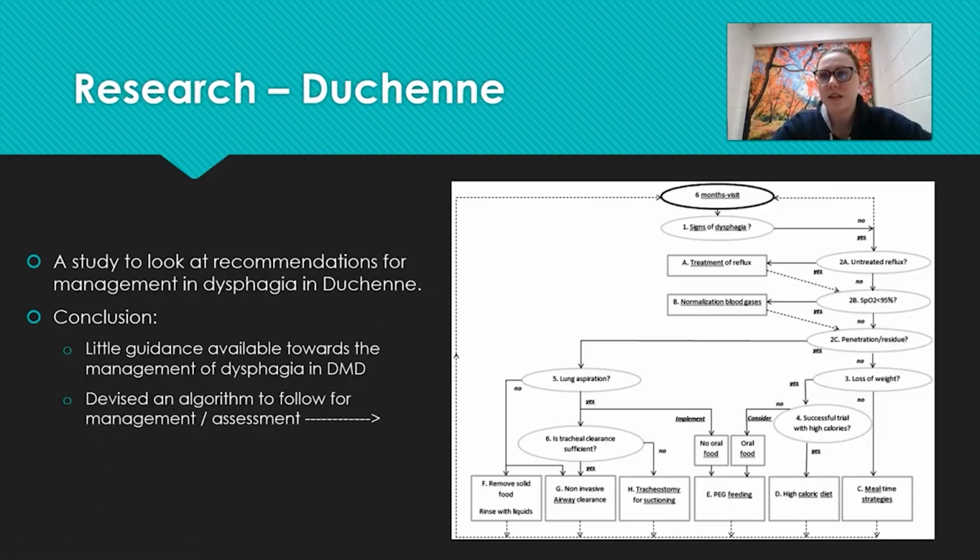So finally, just a little bit of research, so don't worry too much about this. This is just an example of quite a complicated algorithm designed for managing dysphagia in Duchenne patients. It's a tool quite often used by medical professionals to help them choose what course of action to follow. So it just shows that, for example, in the bottom right-hand corner, it may start with something simple, just like mealtime strategies.